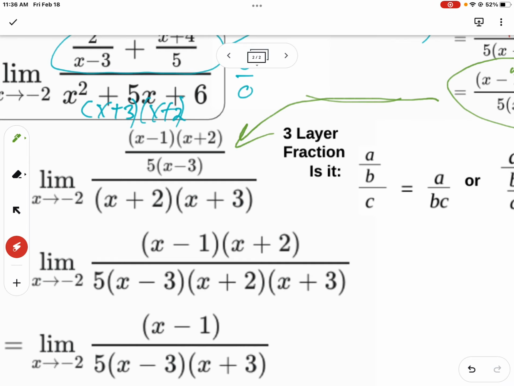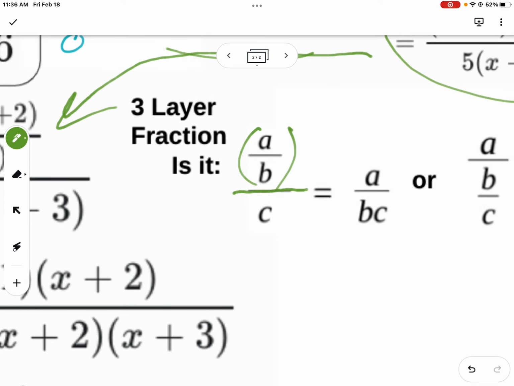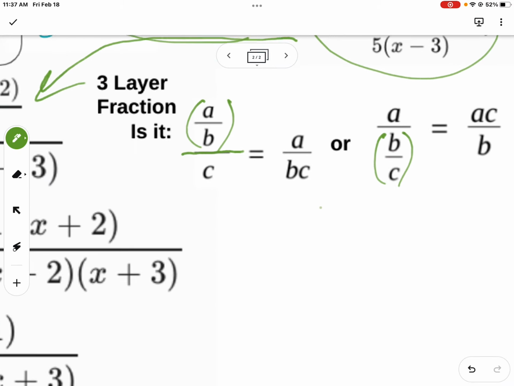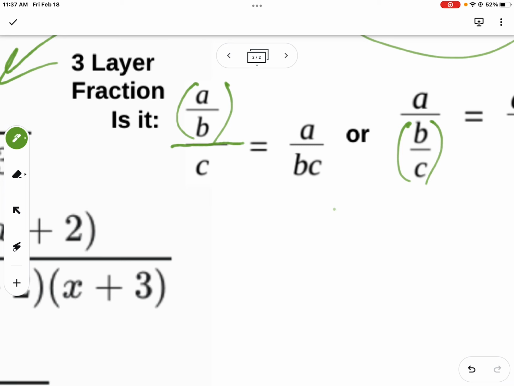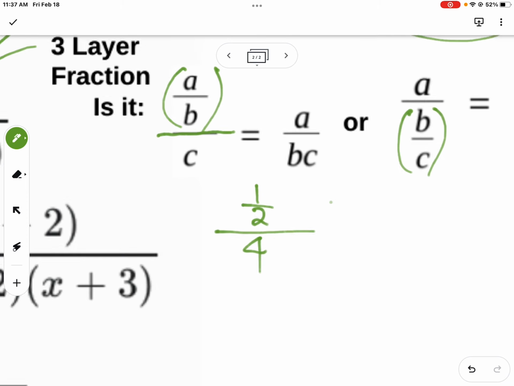3-layer fractions have two forms, okay? One form is where you have a smaller fraction all divided by c, or you can have the number a divided by a smaller fraction of b over c. Now, what I'm going to do here is a numerical example for you. So if you had, let's see, 1/2 divided 4 ways, right?